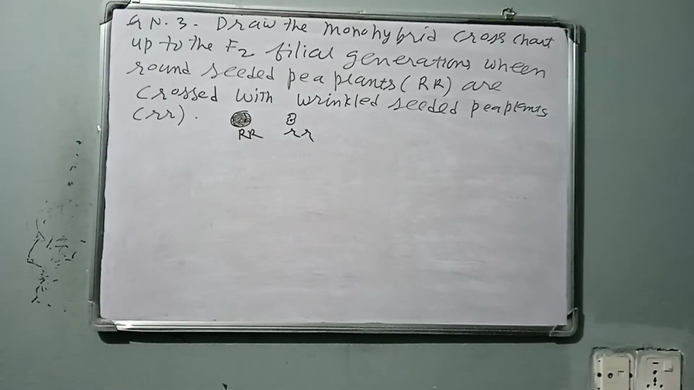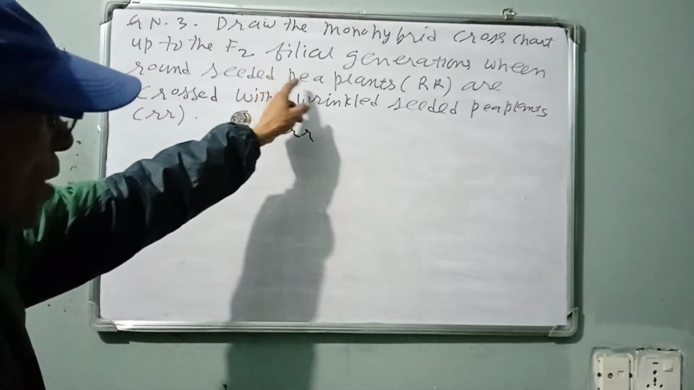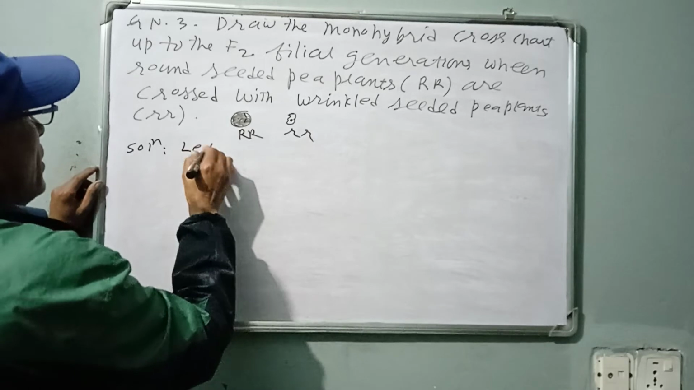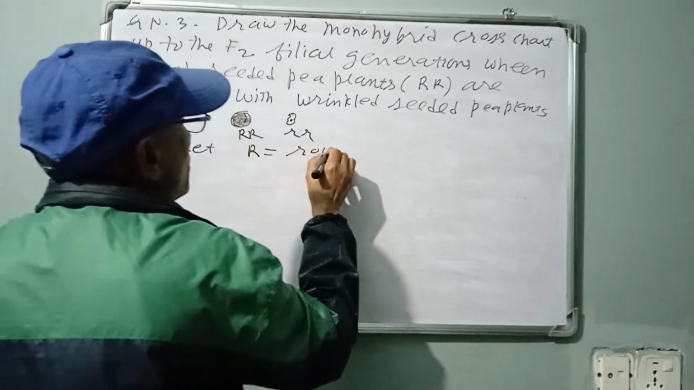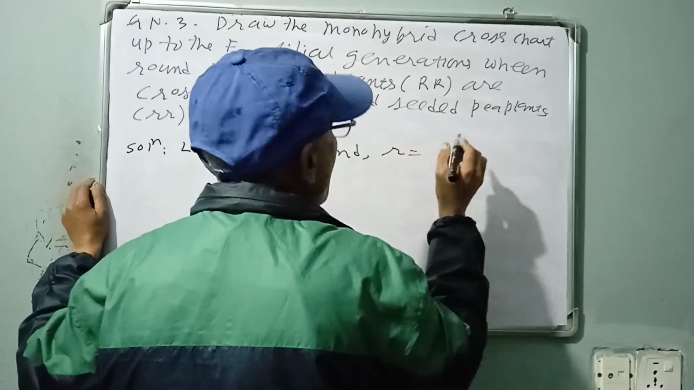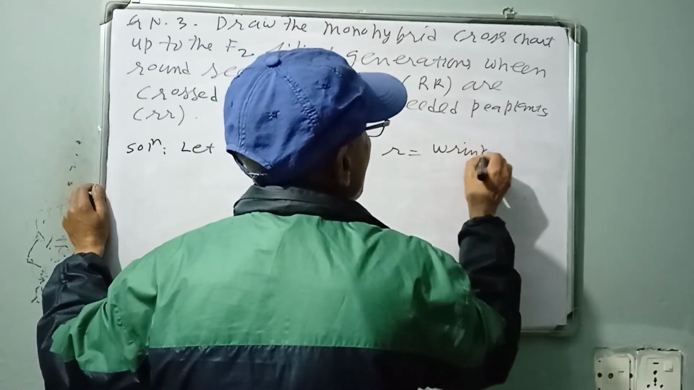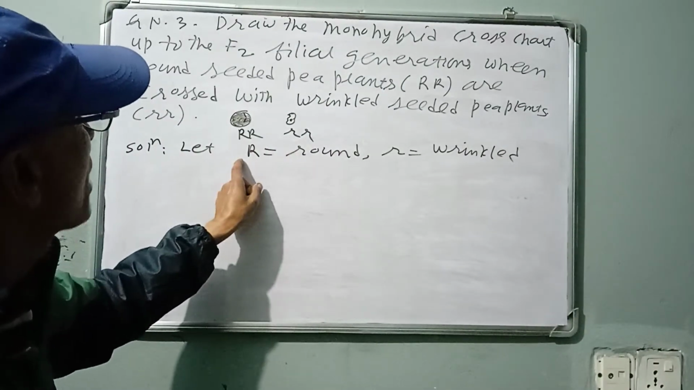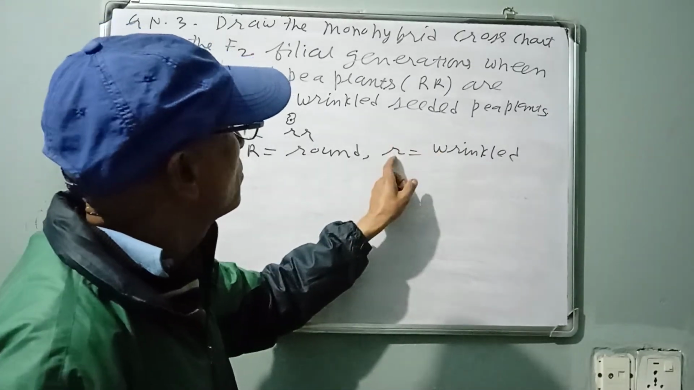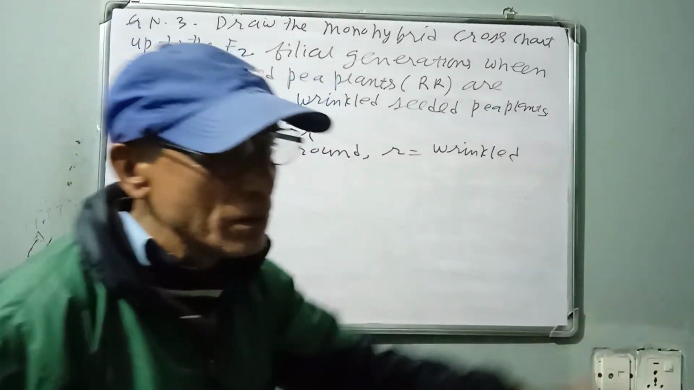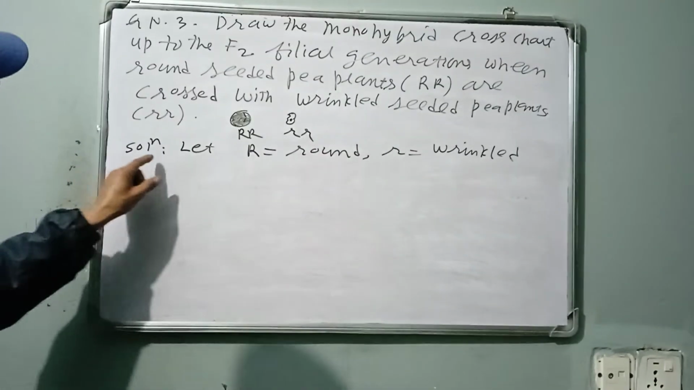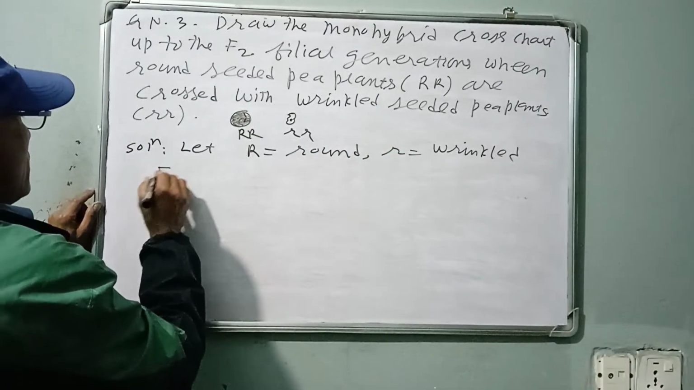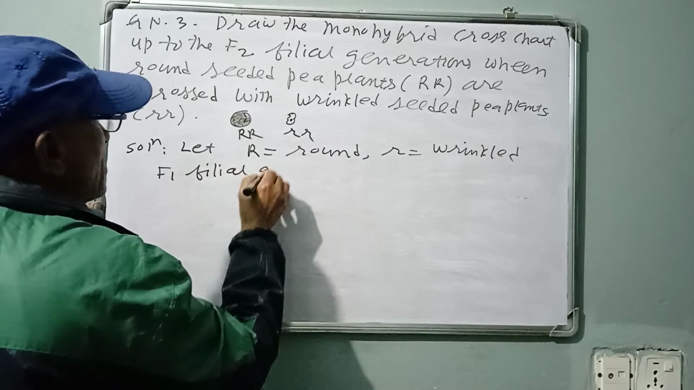F1 generation to F2 generations. First of all, you have to write down the meaning. Solution of this question is this one. Let capital R be for round, small r for wrinkled. Here, small r is for wrinkled, not W, to make our study easier. Capital R round is the dominant, small r wrinkled is the recessive character. F1 filial generations.